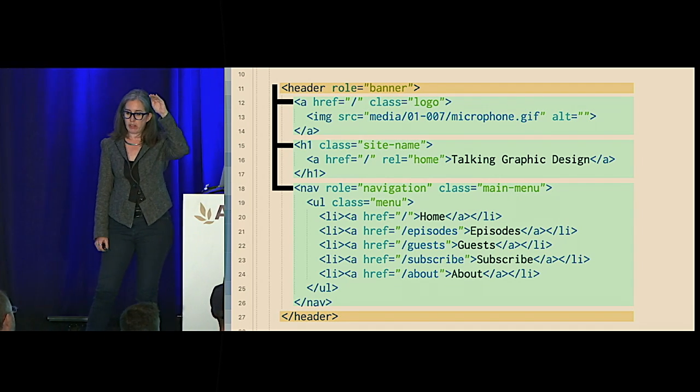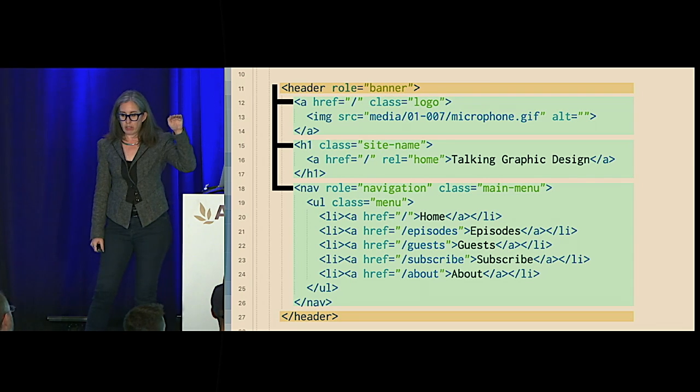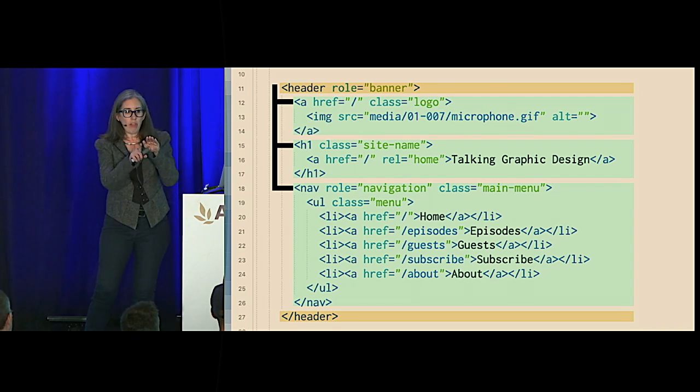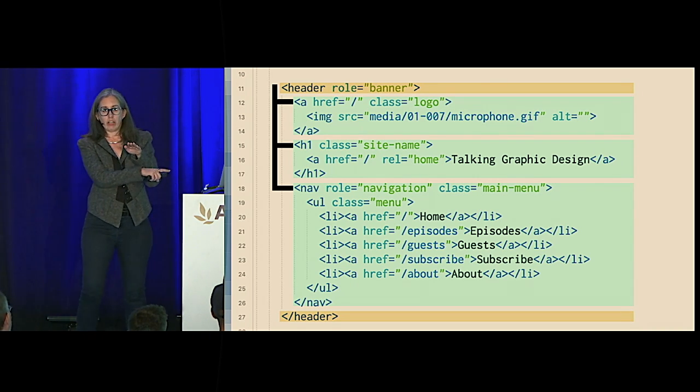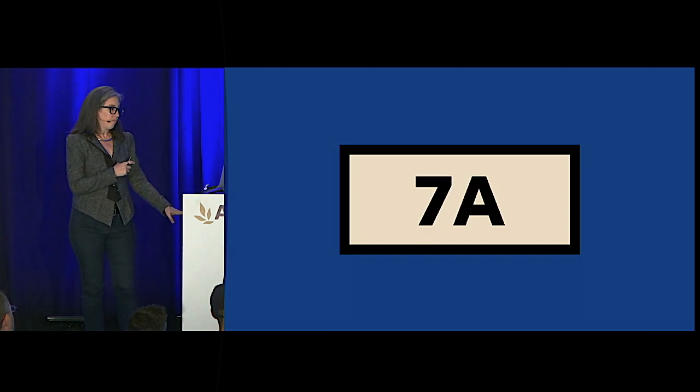So you can see here that if we say that the header is the parent, then the A with the class of logo is the first child. The H1 with the class of site name is the second child. And the nav with the class of main menu is the third child. And all the rest of that stuff is grandchildren and great-grandchildren. That's a pretty important kind of relationship to understand.